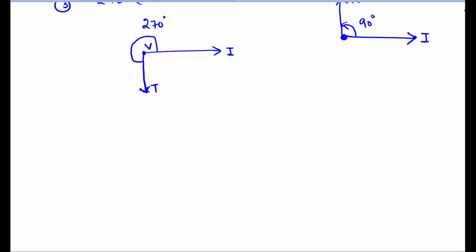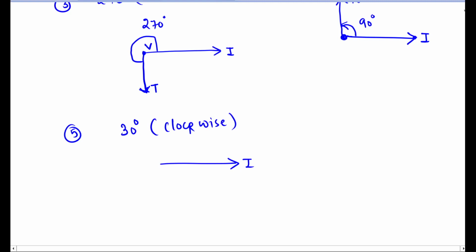Now last we have clockwise rotation. 30 degree clockwise rotation. So this is the initial side. This is the vertex. So the terminal side will be clockwise, so the angle will be negative 30. So we can draw for other angles also, whether anti-clockwise or clockwise.